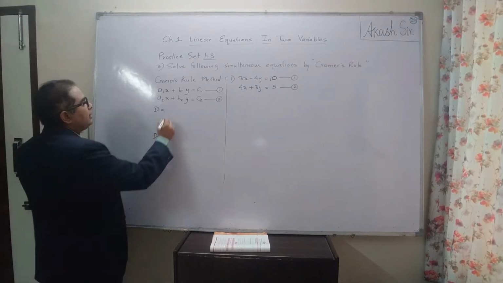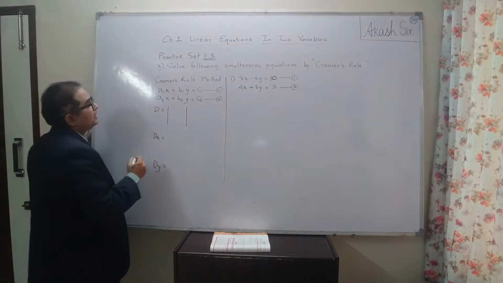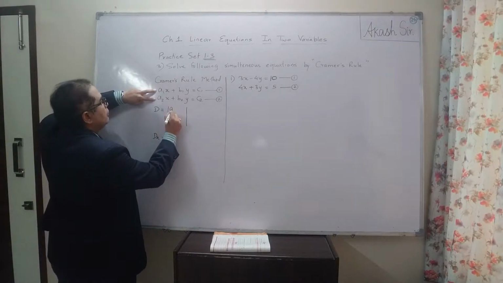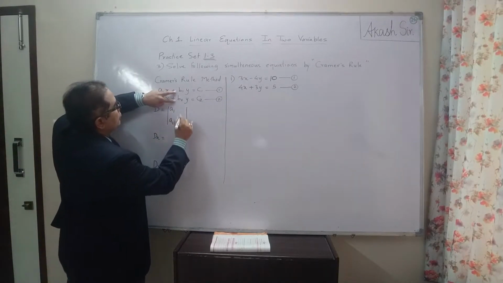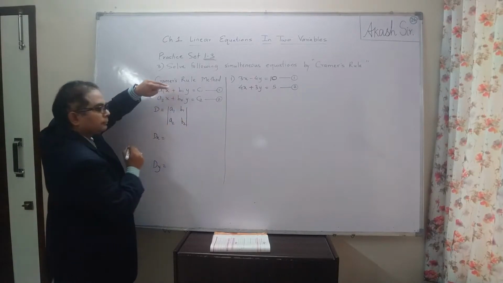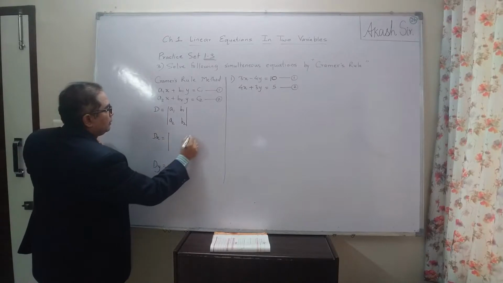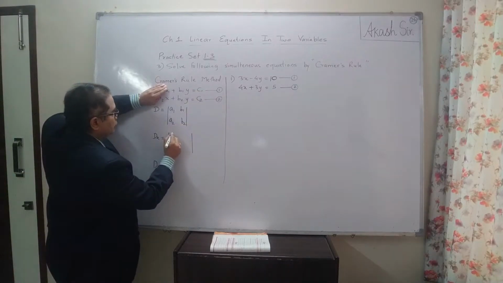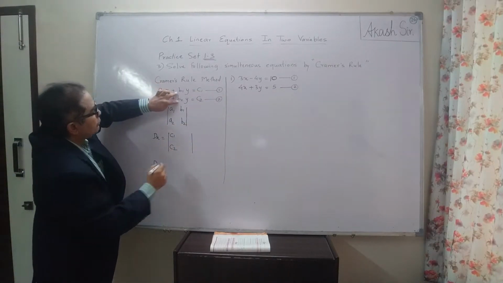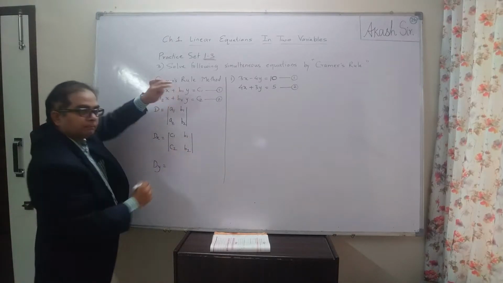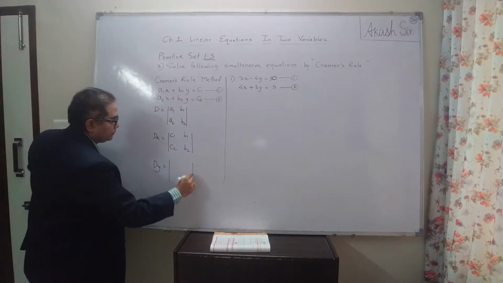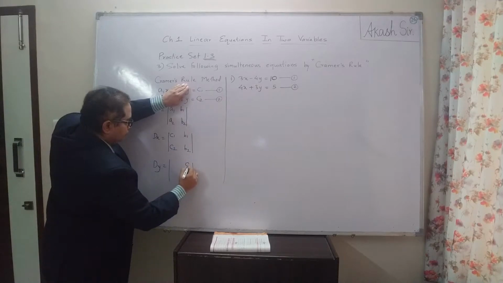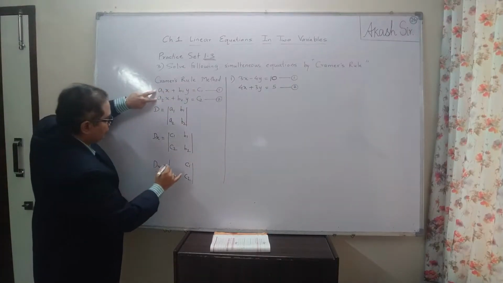How to write D? Determinant D will be written like this: coefficient of x and coefficient of y as it is. Coefficient of x is a1, a2. Coefficient of y, b1 and b2. For writing Dx, instead of coefficient of x, substitute c1, c2, and coefficient of y will be as it is, b1, b2. For writing Dy, in place of coefficient of y, substitute c1, c2 and coefficient of x as it is.